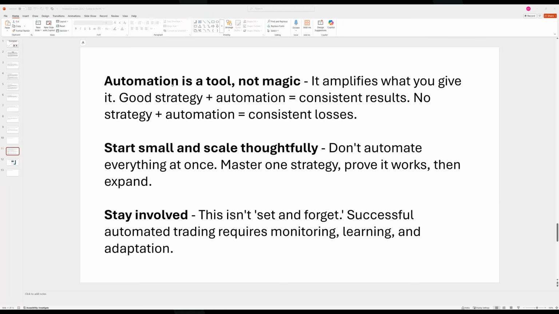So again, automation is a tool. It's not magic, right? It amplifies what you give it. Good strategy plus automation equals consistent results. No strategy plus automation equals consistent losses. I always recommend start small, scale thoughtfully. Don't automate everything all at once. Start with one, right? Prove it works, then expand. Stay involved. This isn't set and forget, especially when you're just getting started.